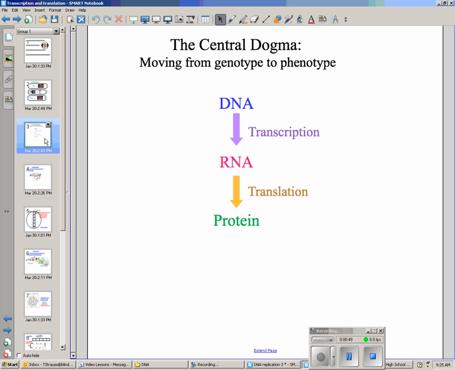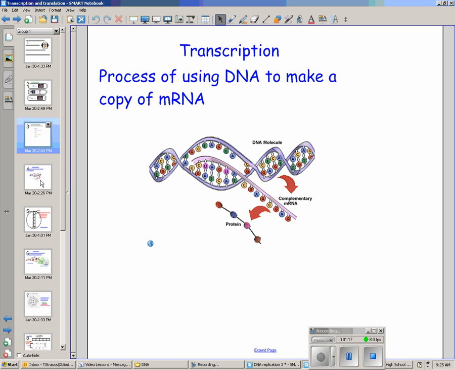So if we think of moving from genotype to phenotype, remember genotype is going to be the actual genetic makeup, the alleles and genes that you have that give you your appearance, and the phenotype is that appearance. It's what you look like. So if we look at this, we see DNA is going to be transcribed, or go through the process of transcription, to become RNA, and then RNA is going to go through a process called translation to become a protein. And let's look at those a little bit closer now.